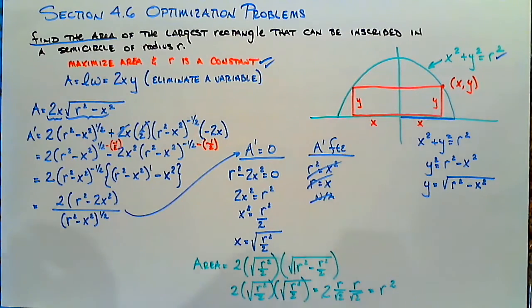That's kind of an interesting answer, isn't it? The area of the largest rectangle that can be inscribed in a semicircle of radius r turns out to be r squared. All right, I hope this video has helped you with your optimization problems.